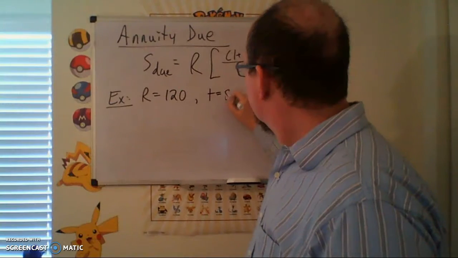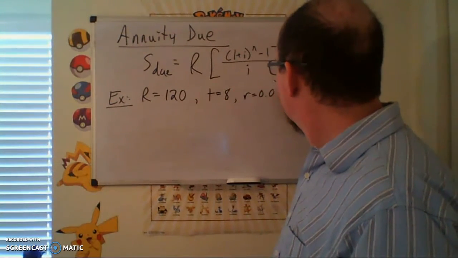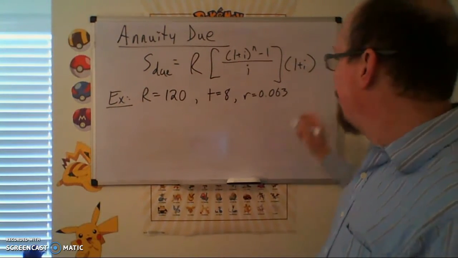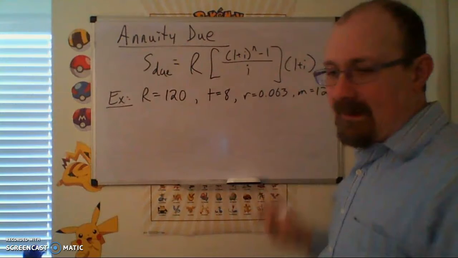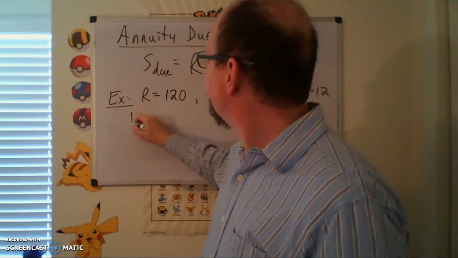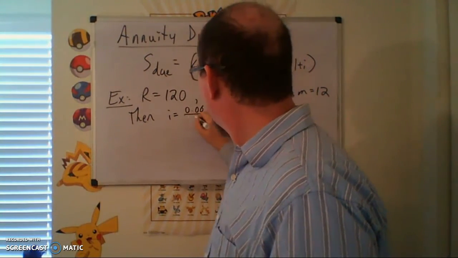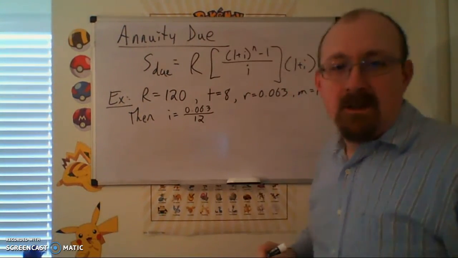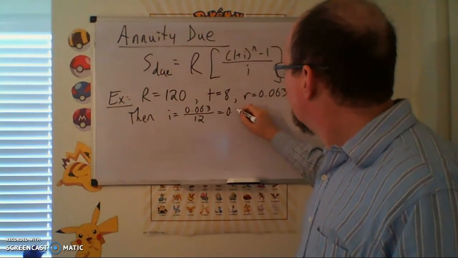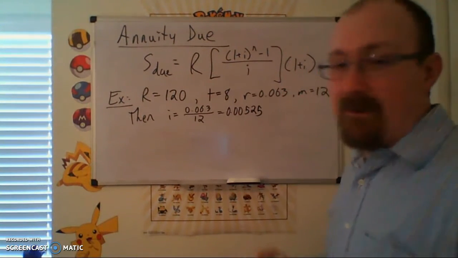So t is 8. We've got an interest rate of 6.3%. As usual, turn that sucker into a decimal. And we're compounding monthly. I think that was already back at the beginning of the month. So yeah, all right, so that's our setup. So we divide 0.063 by 12 to get our periodic rate i. I got 0.00525.